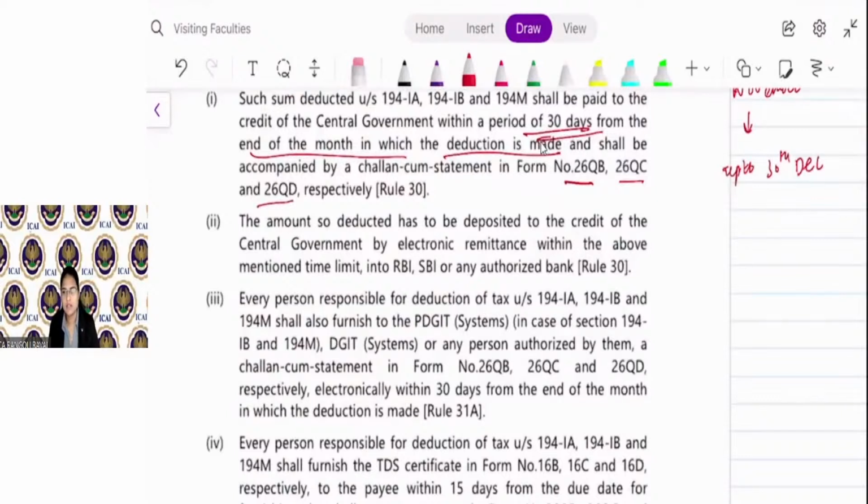Chalan cum statement is the form in which you have to provide the details of the payee. For example, if you deducted TDS of Mr. X, then in the Chalan cum statement, you have to provide the details of Mr. X, that is the full name, address, PAN, the section in which you deducted TDS, the amount on which the TDS is deducted, and the amount of TDS. All this is given in the form. You can deposit the TDS by electronic remittance, that is by way of cheque, or by online transfer, that is net banking.